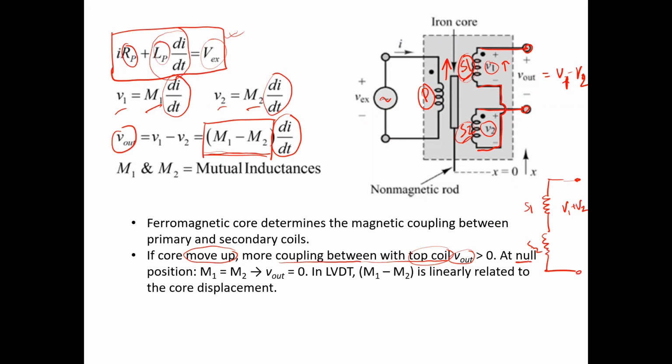Now at the null position, both the mutual inductances are going to be the same because the coupling between the primary winding and the two secondary windings is the same.